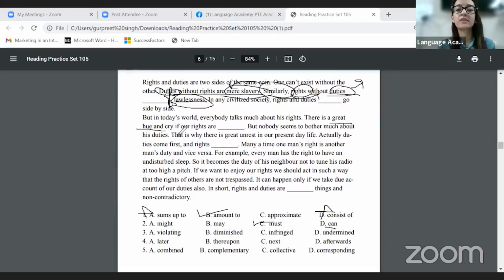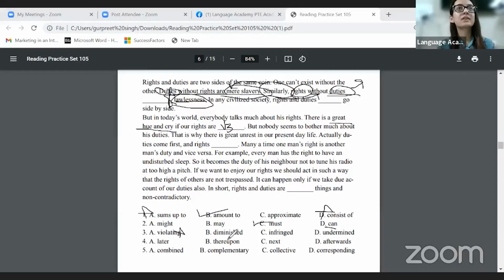You can get it in the form of a blank as well. So there is a great hue and cry if our rights are dash. So with are comes third form of verb. Let's eliminate if there is anything which is not third form. So violating cannot be the answer. So there is a great hue and cry if our rights are dash.